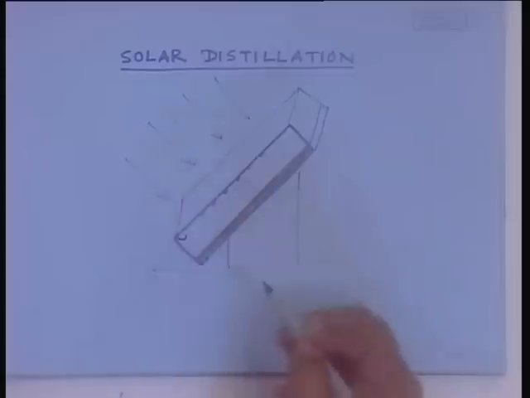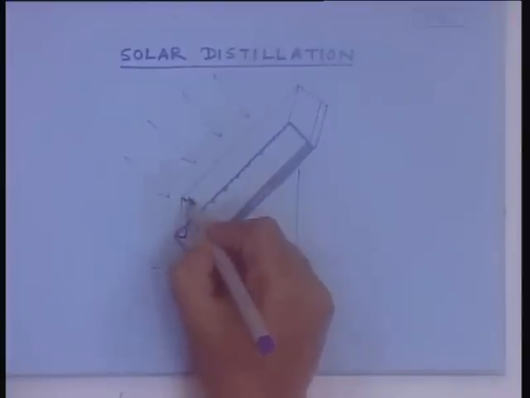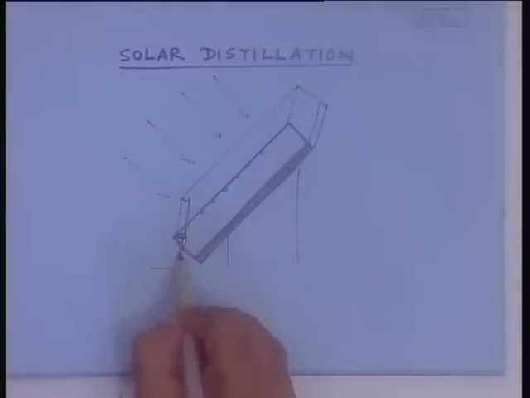If you draw it in 3D, you will need to have a half cylinder to collect the material. Okay. And then you can have simply a tap here to take it out.